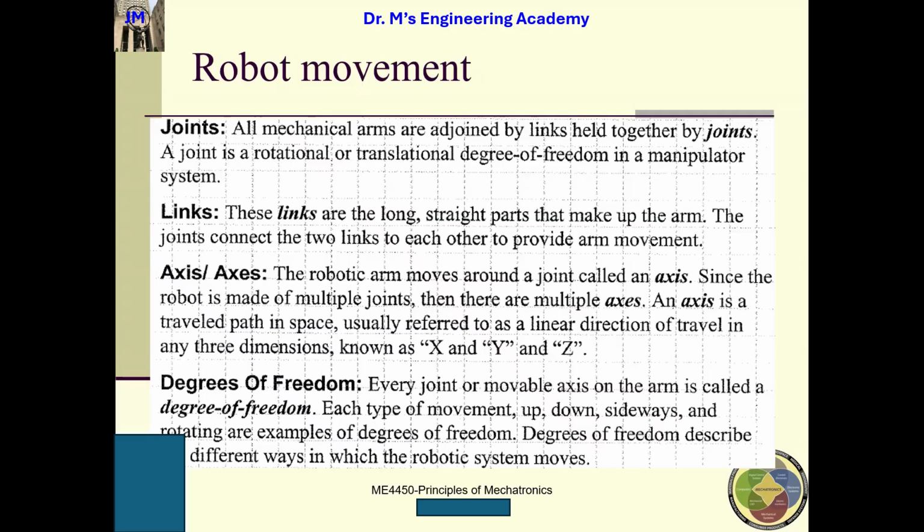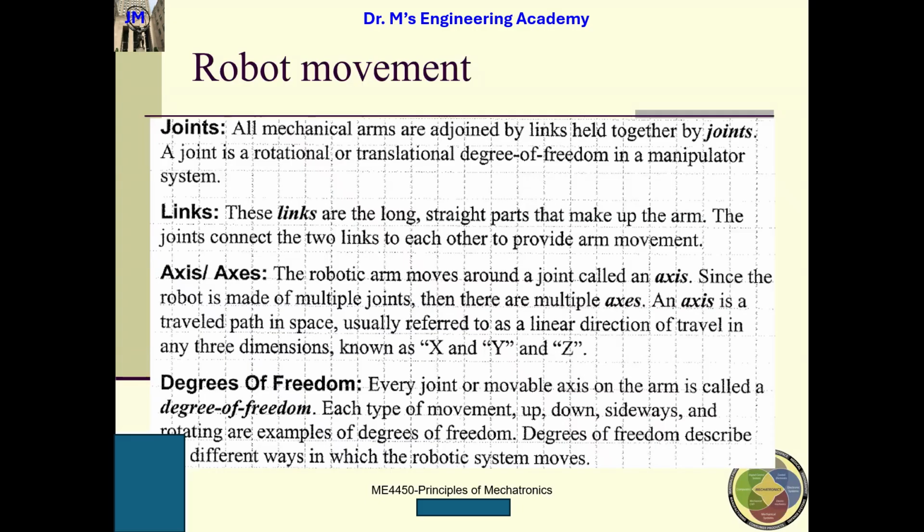You understand, guys? Okay. So degrees of freedom means, in one direction, the motion can be translational or rotational, and you can move. If for any reason, in one direction, either rotational or translational, it is restricted, that means you just lose 1 degree of freedom.